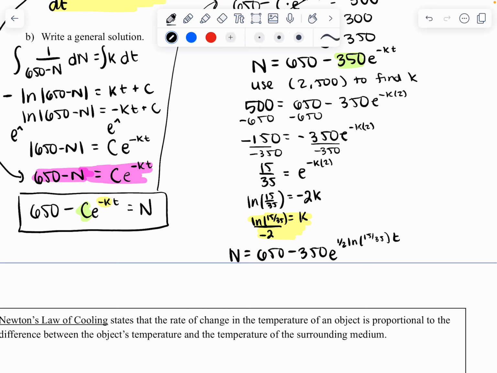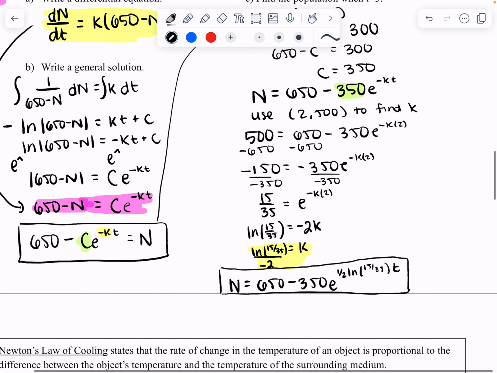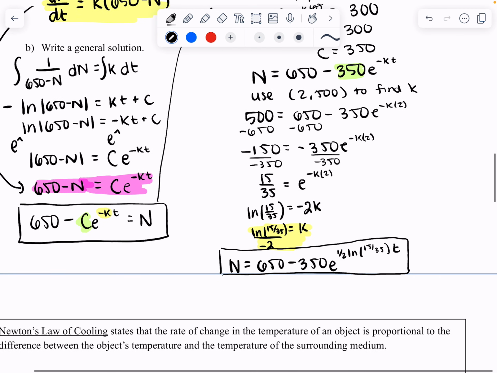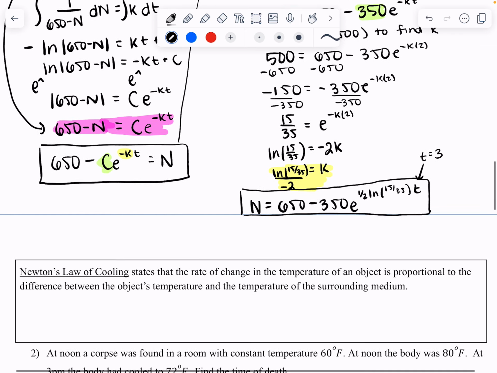And then to answer the question, which I'm not going to do right now because I don't have my calculator with me, now you'd plug in t is 3, right? So it's asking to find the population when t is 3, plug in t is 3, get it in your calculator, and you'll have your answer. Okay. So really the only new part is the part B. Part C is what we were doing last time.